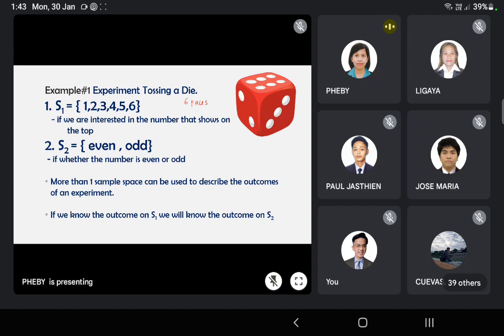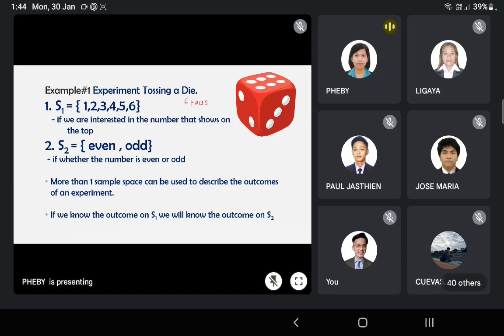Number 2 naman, S sub 2. Pwede rin na ang lalabas ay either odd or even. What are the even numbers sa die? 2, 4, 6. And also meron ding 1, 3, and 5 for odd. So meron siyang dalawang possible outcomes, even or odd.